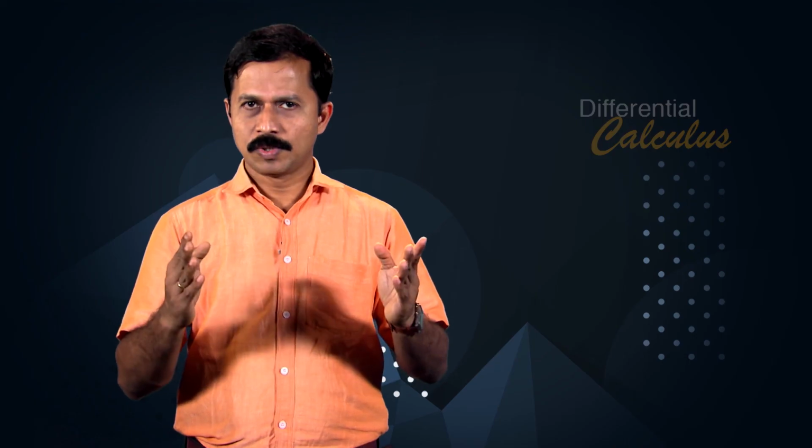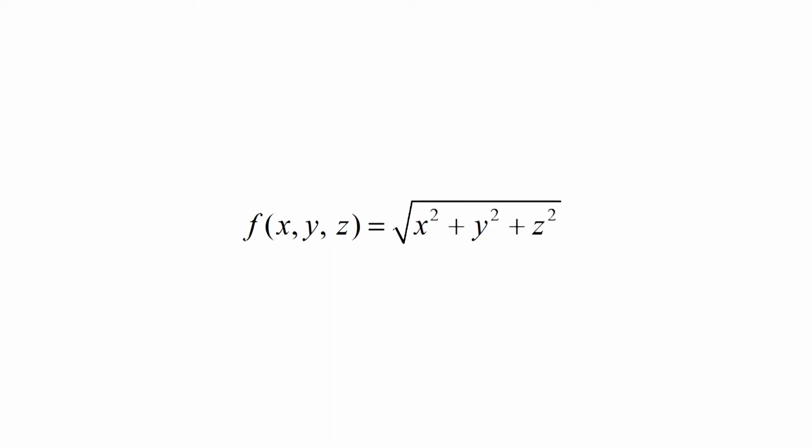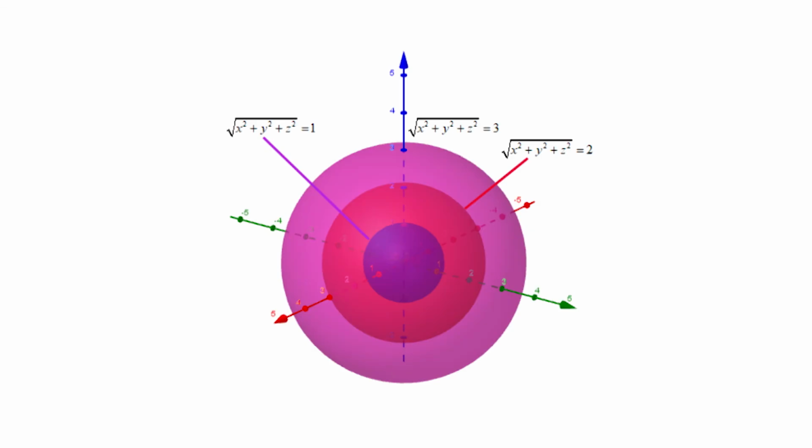As an example, we describe the level surfaces of the function f of x, y, z is equal to square root of x square plus y square plus z square of 3 variables. We note that square root of x square plus y square plus z square is the distance from the origin to the point x, y, z. Hence, the value of the function f is the distance from the origin to the point triplet x, y, z. Each level surface square root of x square plus y square plus z square is equal to k, where k greater than 0, is a sphere of radius k centered at the origin. The figure shows 3 of these spheres.